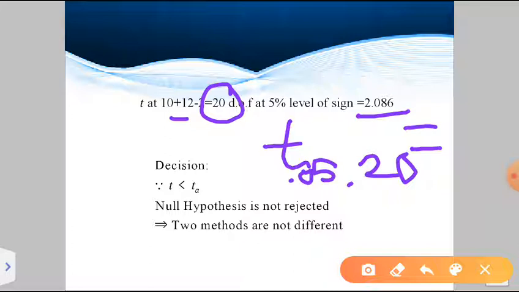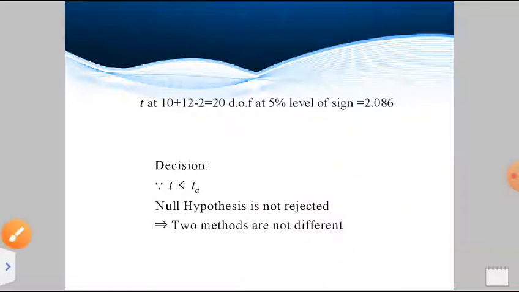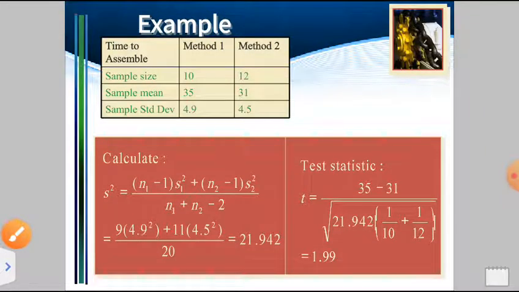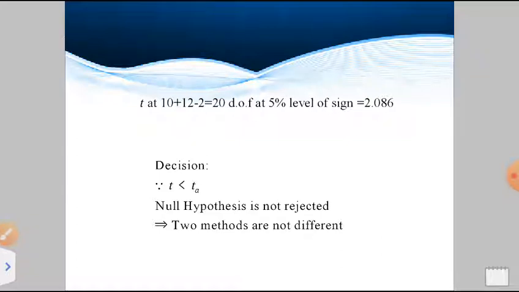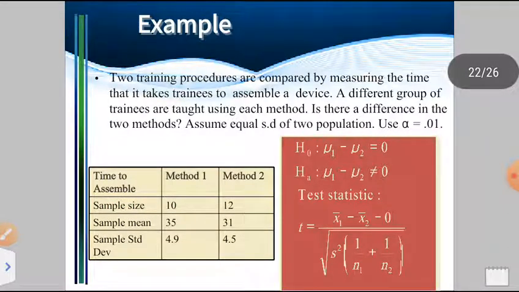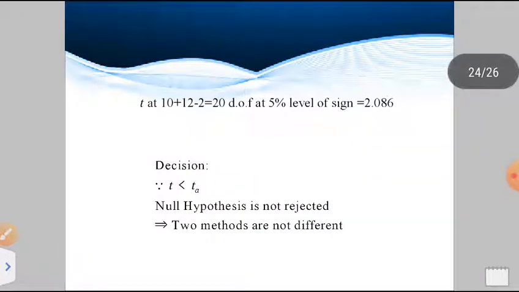Here, the value we were getting was 1.99, so obviously it is less than the standard value. It means the null hypothesis is accepted, or not rejected. It means the two methods are not different, because the assumption we have taken is that H0 means mu1 minus mu2 is 0, correct. So when it is accepted, it means mu1 and mu2 are the same, so they are not different.